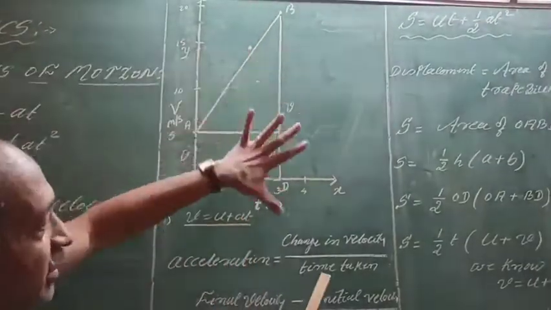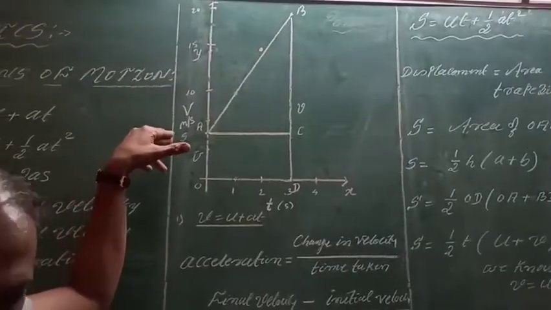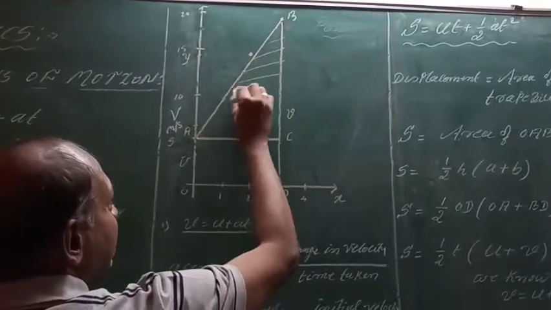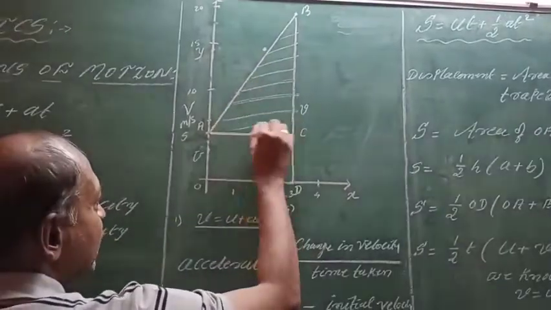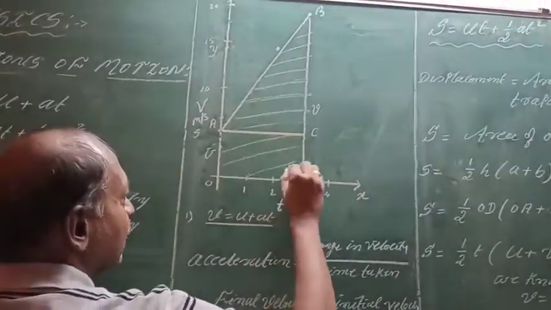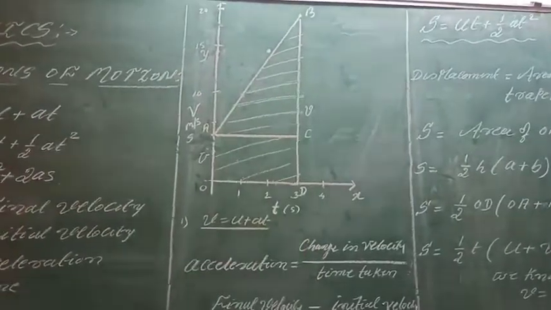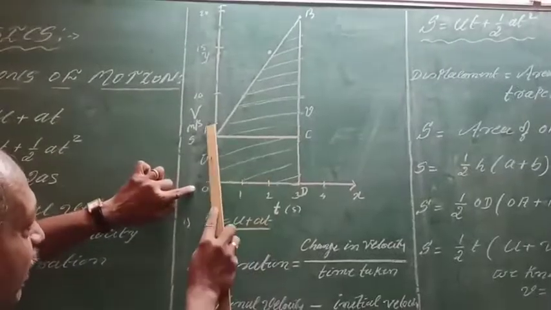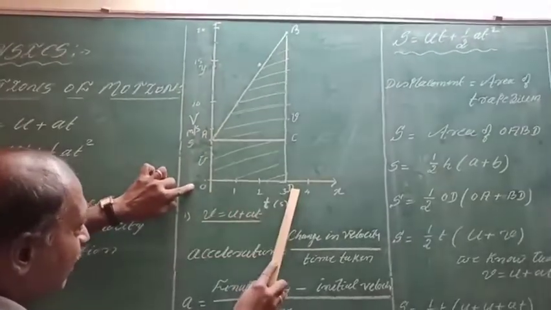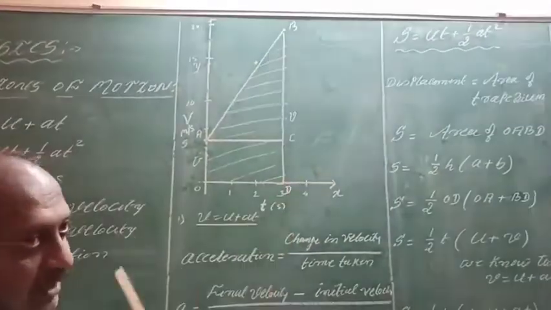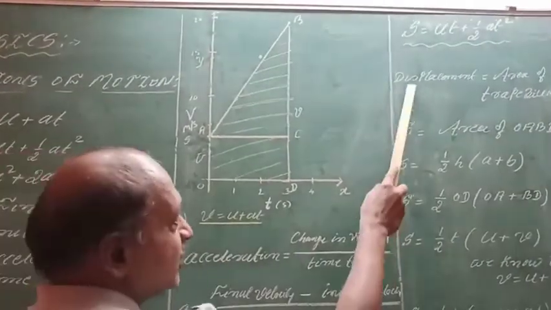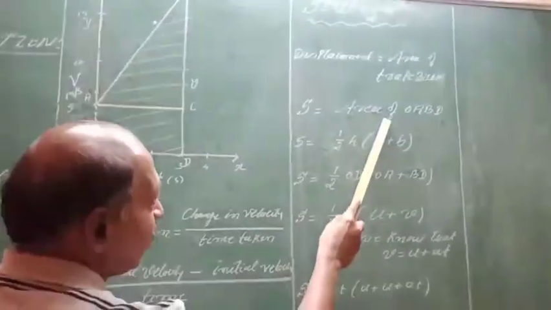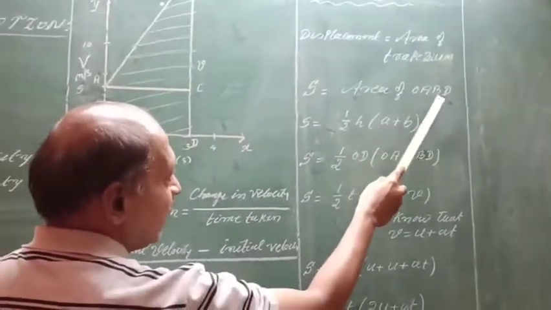It looks like a trapezium. You see this particular area, it looks like a trapezium. Now, OD is the height of the trapezium. OA and BD are the parallel sides. Now, displacement is given by S. S is equal to the area of the trapezium OABD.